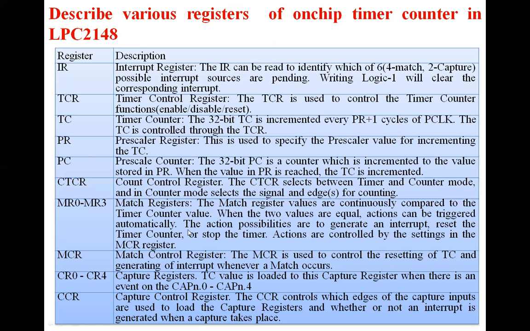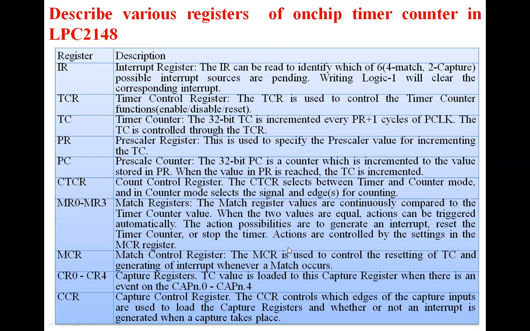CR0 to CR4, a total of 5 registers, are there for capture registers. The TC value is loaded in this capture register when there is an event on the capture input; here shortcut names are given. CAP N is a number, so it is a capture number register, where N is 0, 1, 2, 3, so it is given as CAP N.0 to CAP N.4.